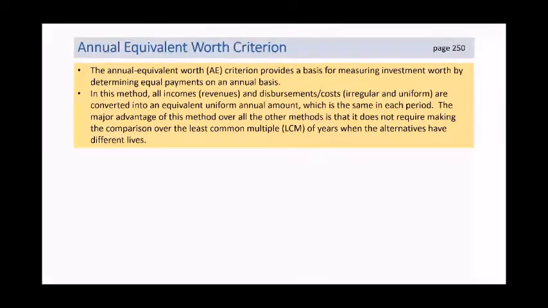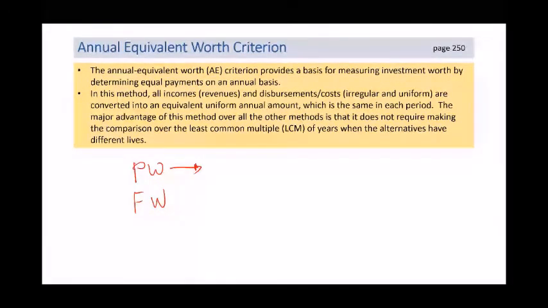Okay, here we consider the profitability of the project and distribute that to the different years of its life. So in other words, if we are talking about PW and FW as measures of profitability, we distribute this. That's why the AE criterion is the A. Can you still remember the A? Annual equal payments in chapter 2. But here, it is the annual equivalent worth criterion.